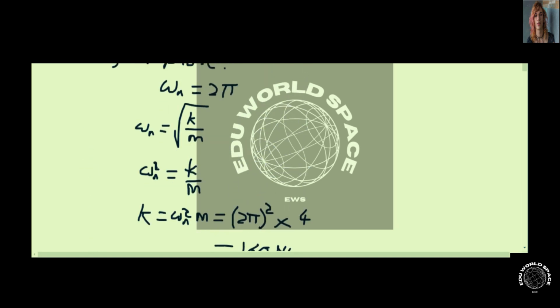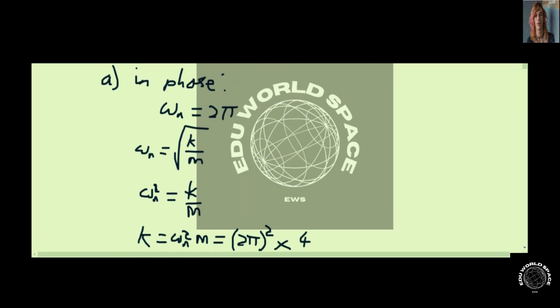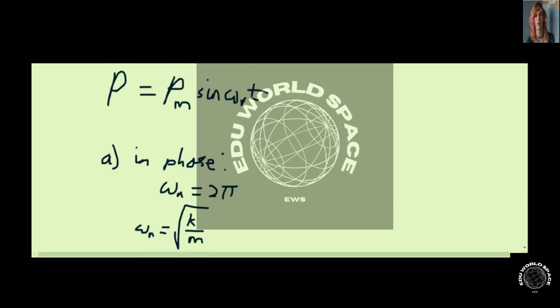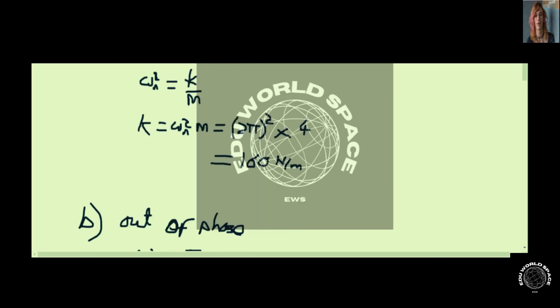And now for part B, it's out of phase. When it's out of phase, the natural angular frequency will have to be equal to just pi, because to keep it out of phase all of the time, so that the force never affects the motion, it will have to be equal to just pi.